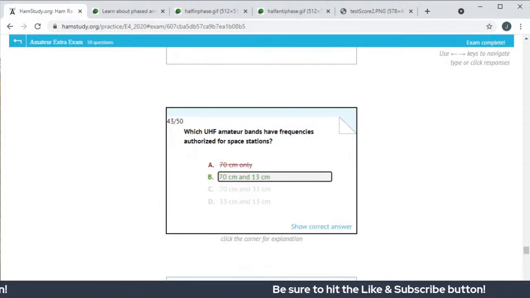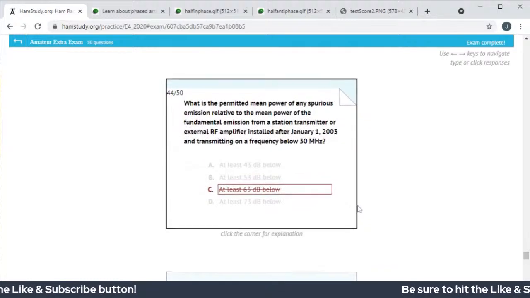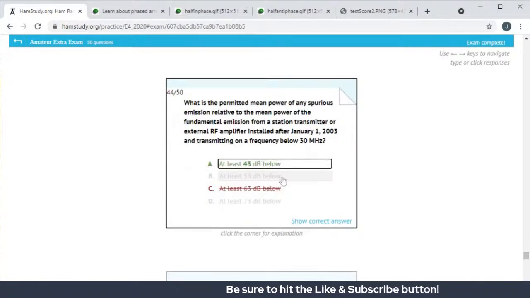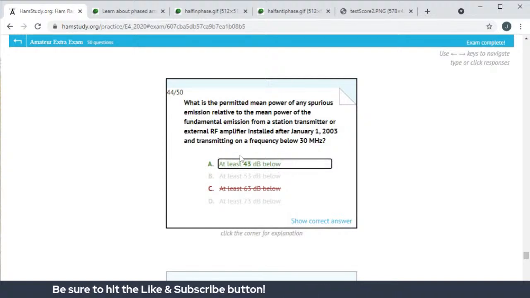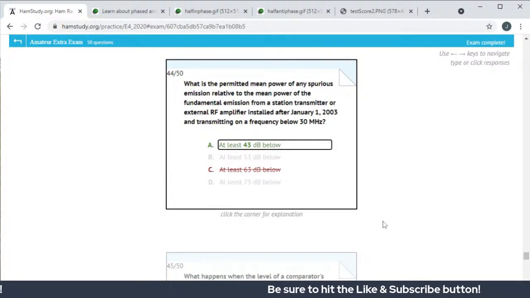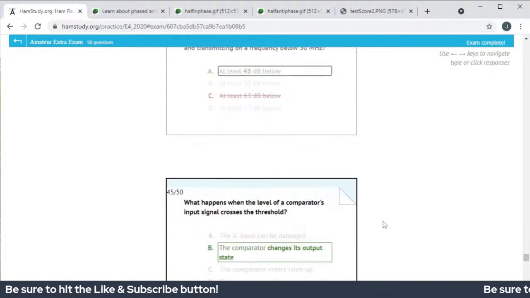And UHF for space stations is 70 and 13 centimeters. And this one is actually the highest one instead of what we were thinking was the lowest one for the permitted mean power of any spurious emissions.